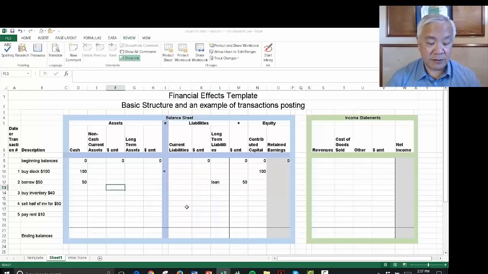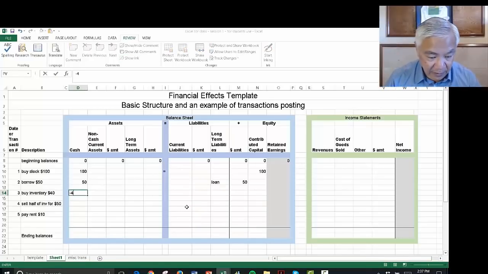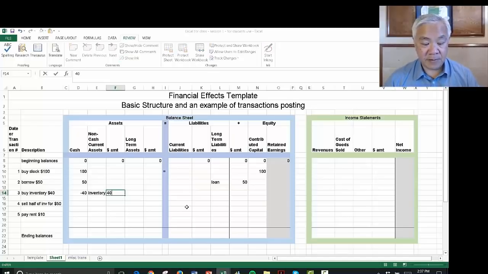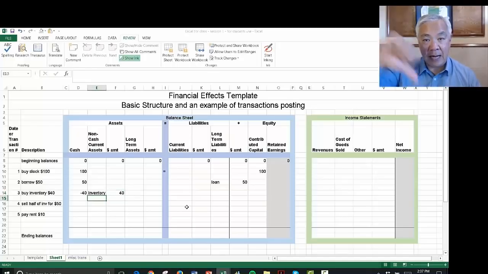And next we buy inventory. So we spend some money. What happens when you spend money? It goes down, right? Down is a negative. Negative 40. And we have other current, non-current assets, and we have inventory. And that goes up by 40. So notice what happened here. Cash goes down by 40, inventory goes up by 40, and the left side of that equal sign equals 0. So 0 equals 0, we're in balance.